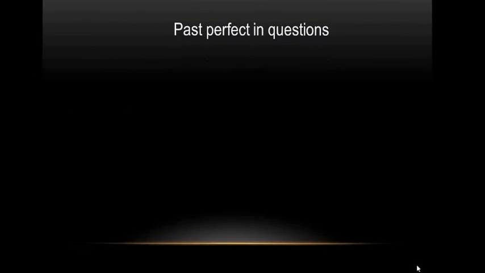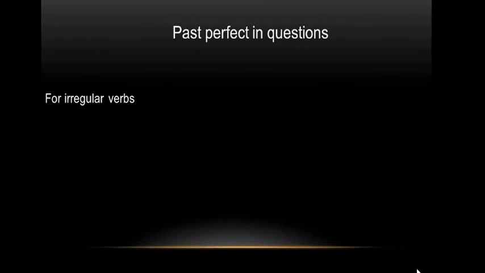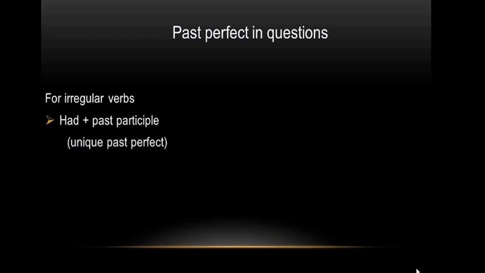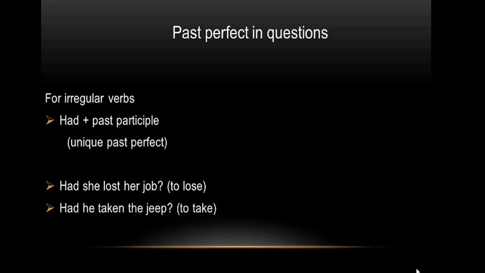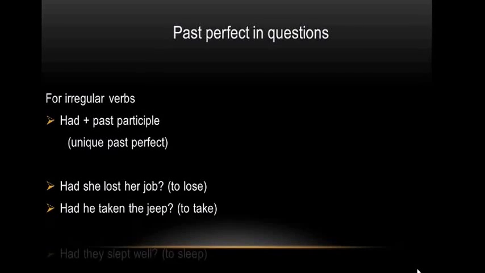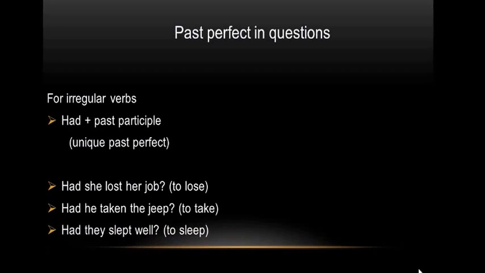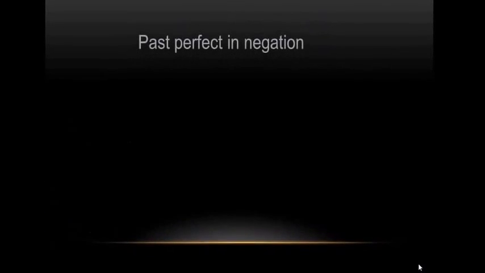As we continue with the questions, in irregular verbs, we will use the auxiliary had plus the past participle, but again it has its own unique past perfect. For example, had she lost her job, which is to lose? Had he taken the jeep, which is to take? Had they slept well, which is to sleep?